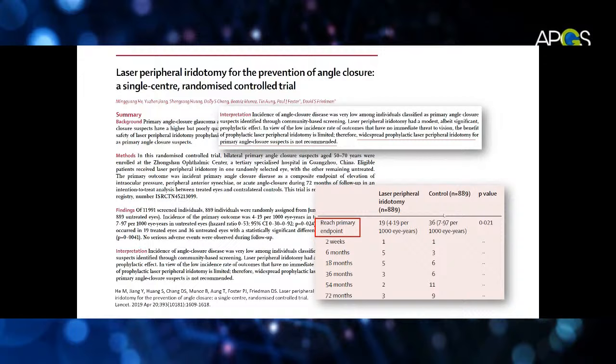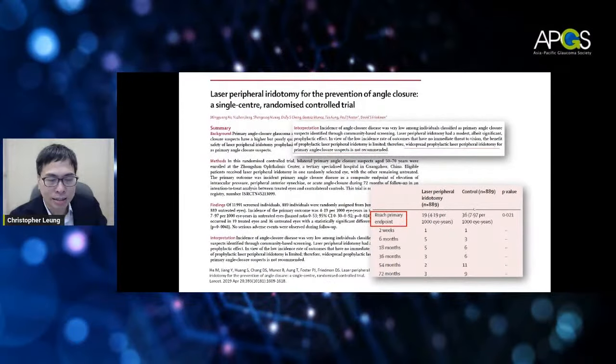So overall, we're talking about 2% for those who receive LPI and 4% for those who just keep observation. And you can see the incidence is actually quite low. The conclusion of this paper is that widespread prophylactic laser peripheral iridotomy for PACS is not recommended. Now, this is what we learned from this paper.